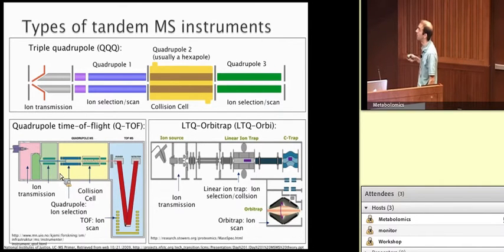We have triple quads. We have QTOFs. We don't have an LTQ Orbitrap in our core. We thought that the throughput advantage of a QTOF, and the fact that you can buy more of them for the same amount of money, leads us in this direction. And we also have just more of them. There are occasions when this is handy when you're doing identification work, but for throughput advantages and for the fact that you can really do pretty well with a QTOF, we haven't yet purchased one of these.